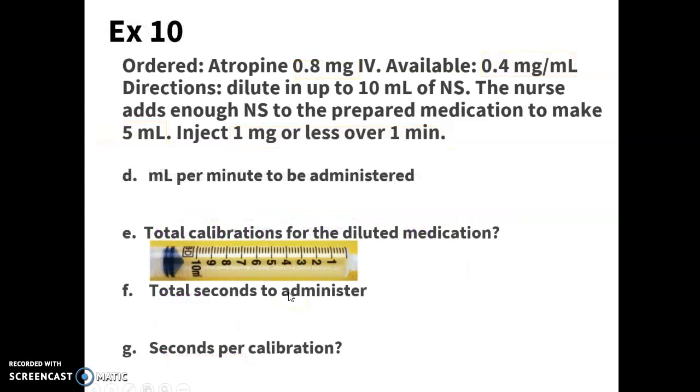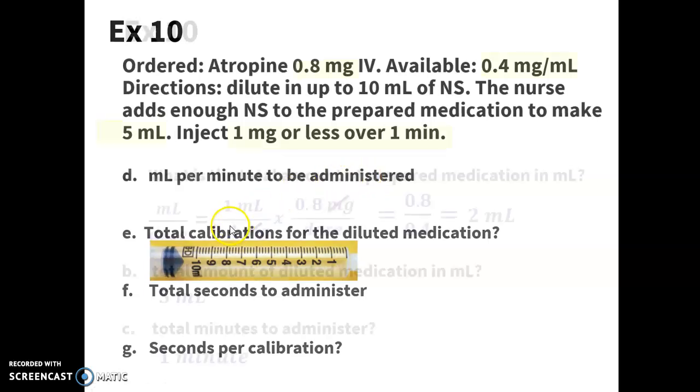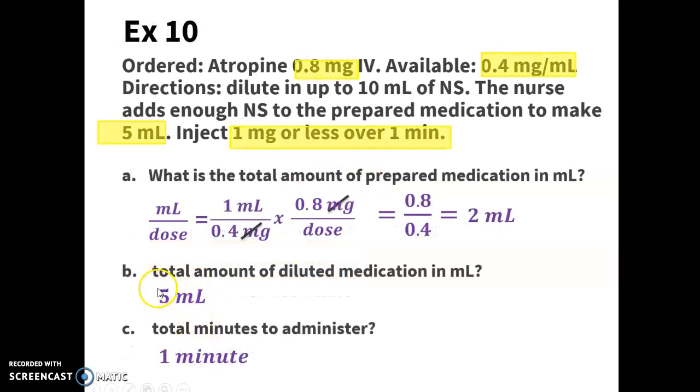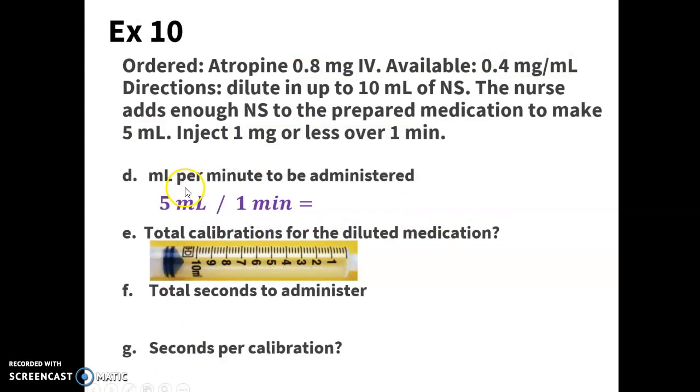Part D wants to know, what is your milliliter per minute to be administered? Well, backtracking, we said we have to give 5 milliliters in that syringe. Again, only 2 of it is medication, but 5 milliliters in that syringe, and it should take 1 minute. So milliliter per minute means we take our milliliters and divide by our minutes. So we get 5 milliliters per minute. That means you need to get through the whole 5 milliliters in 1 minute. That was method 1: calculate the milliliters per minute.